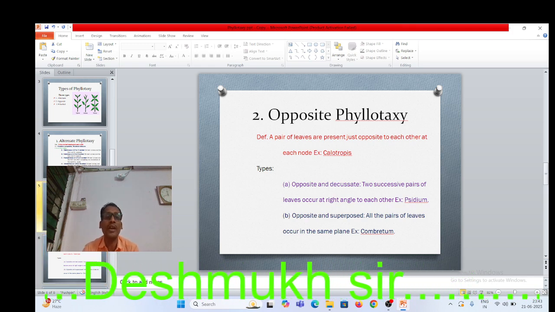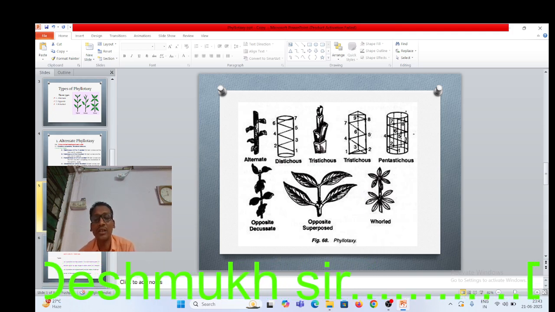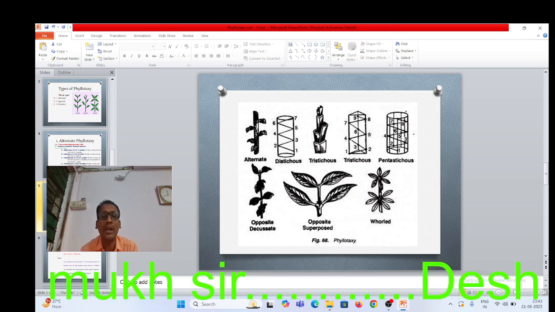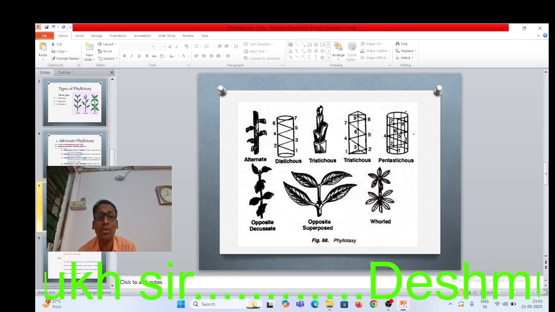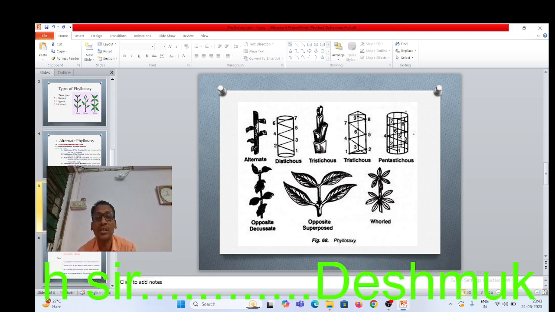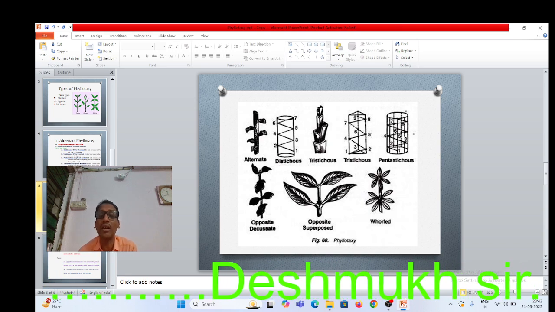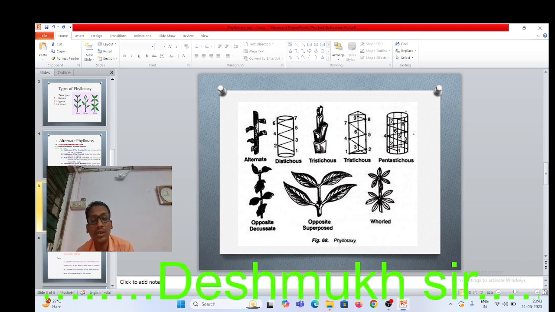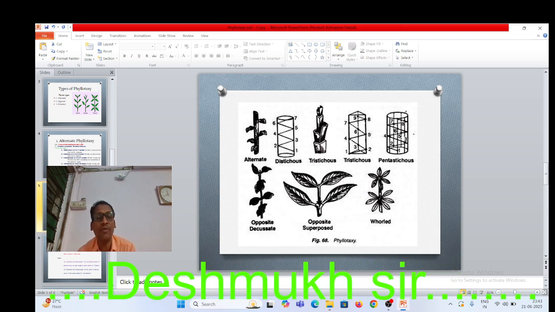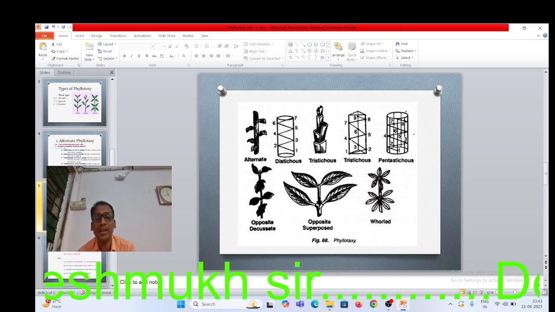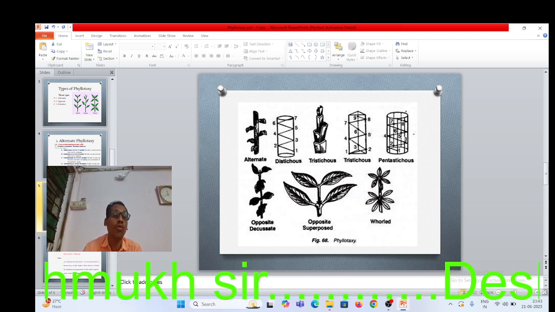So here you see that this plate showing alternate phyllotaxy, the first row showing the alternate phyllotaxy. In this first row you can find distichous, trichous, then trichous and pentastichous arrangement of the leaves, and in the second row opposite decussate phyllotaxy, that is present in Calotropis procera, then opposite superposed phyllotaxy was there, and the third one is nothing but the whorled phyllotaxy.